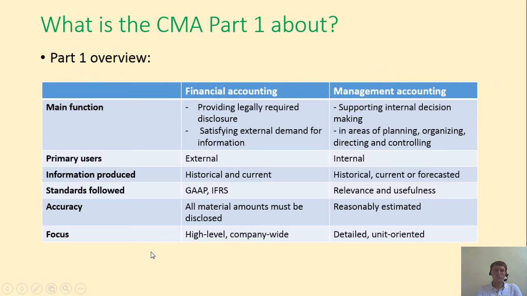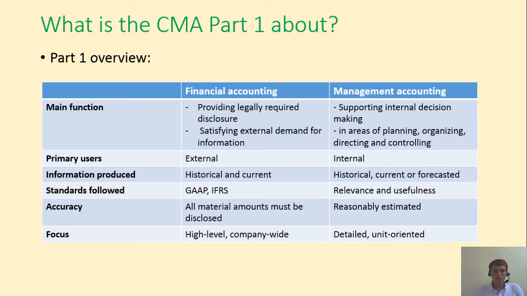Okay, the criteria here is that all material amounts must be disclosed, whereas here we actually focus on how reasonably we can estimate numbers to make decisions. Again, because here there's a legal requirement, whereas here we're trying to make decisions as efficiently, conveniently, and as practically as possible. Most of the information of financial accounting is high level and focuses on the company as a whole, whereas management accounting information can be quite detailed. There's no fear here of disclosing any sensitive information to competitors and so on. So we really present all the information.